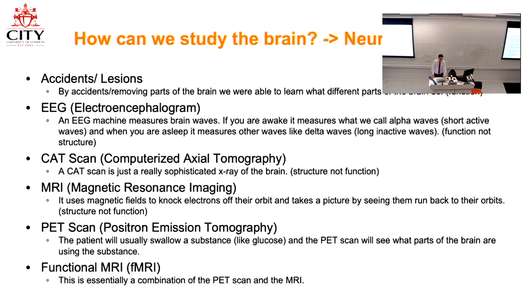The other way is neuroscience. So one way is to get someone, remove a part of their brain, and see what they cannot do anymore, which is not legal. So what we do is we look for people who've had accidents.